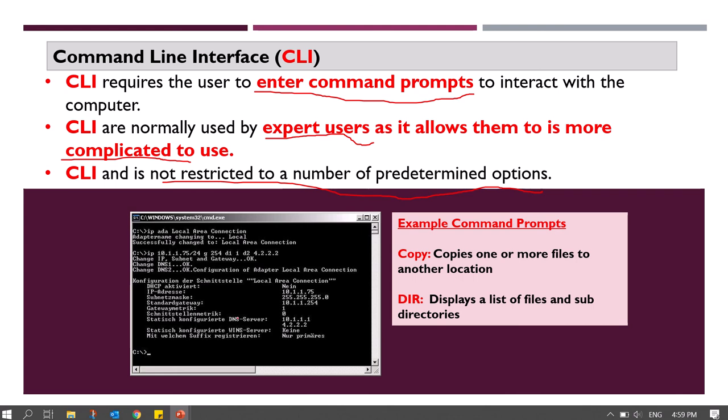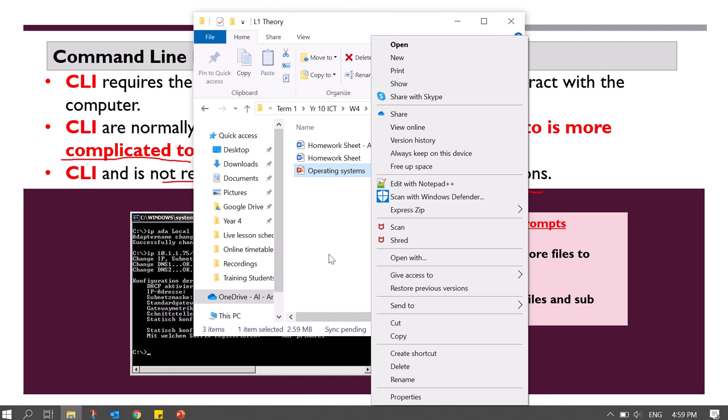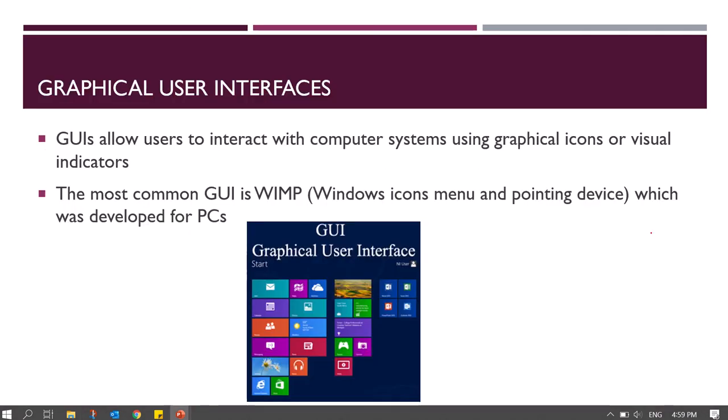Whereas in a GUI, what would you normally do when you want to copy? You would just do right click and copy and paste somewhere, right? So this is the example we are going to study for understanding what is a GUI. The GUI is the other type of operating system interface which allows users to interact with the computer system using graphical icons or visual indicators.